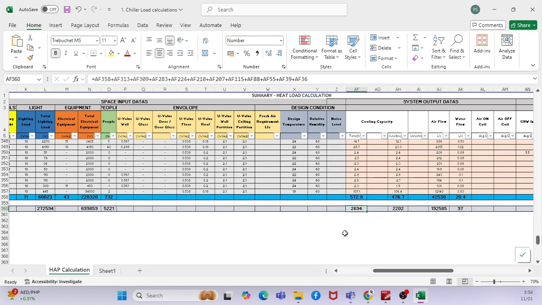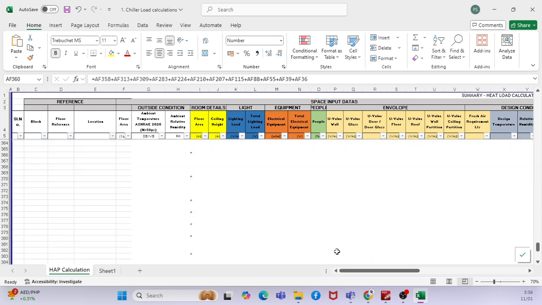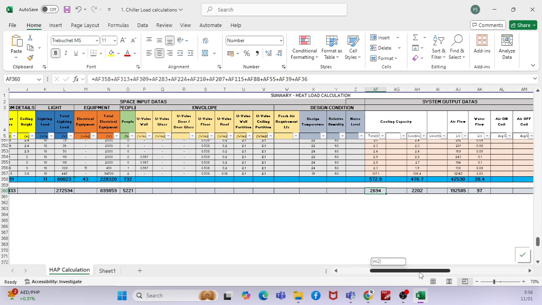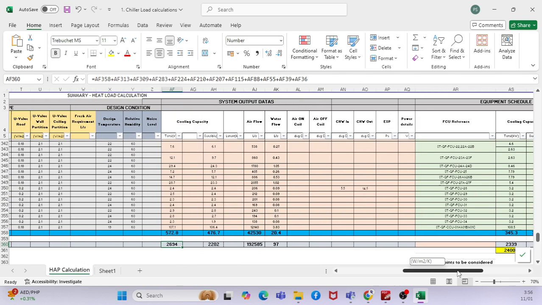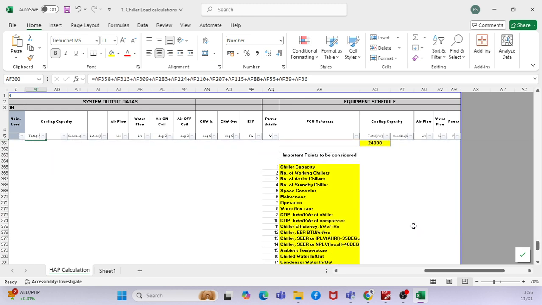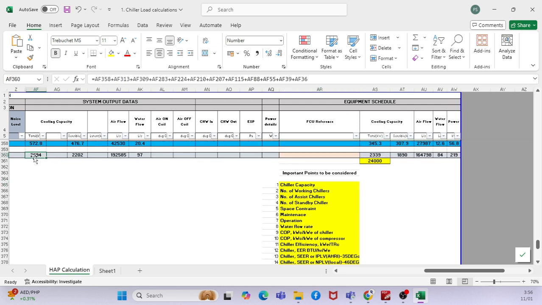Say for example, if I want to select the chiller, there are procedures, right? When you do the chiller selection, there is a step. Okay, there are important points to be considered for the chiller selection. So this is what we are going to discuss. Right now, you are going to calculate the chiller capacity. So how you design the chiller capacity based on the heat you calculated for each and every space, by means of HAP calculation, right? Now you are going to approach the chiller manufacturer to select the proper chiller for that particular building, right?